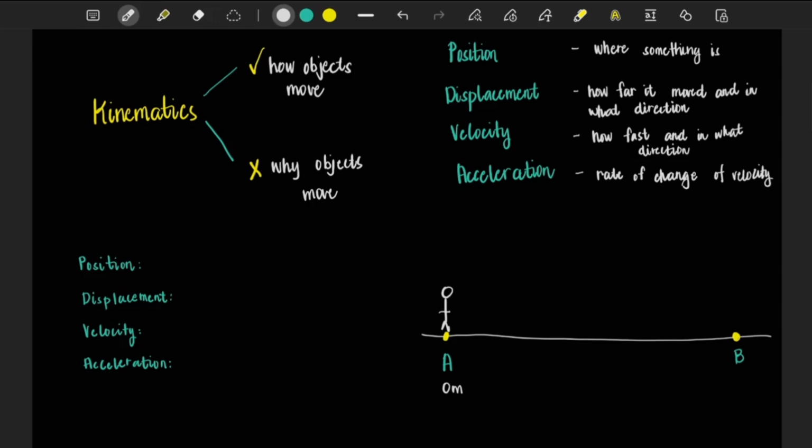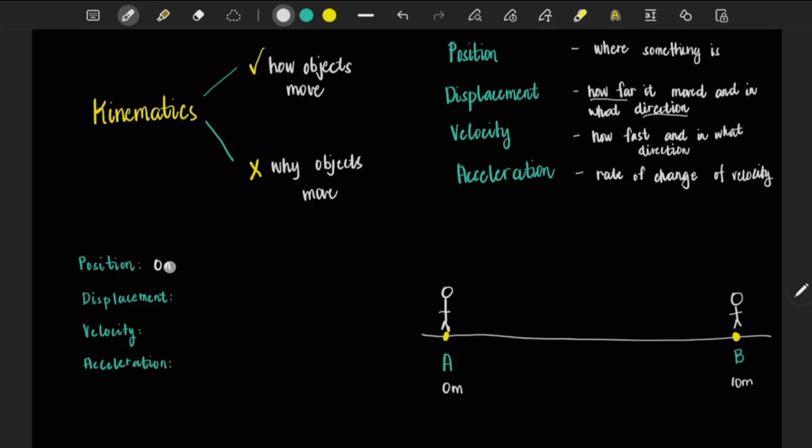If it so happens that the person moves from point A to B, the person gains what we call displacement, or how far a person or something moved and in what direction. So if the person moves to point B, and let's say point B is 10 meters away from point A, then the person's displacement would be 10 meters.